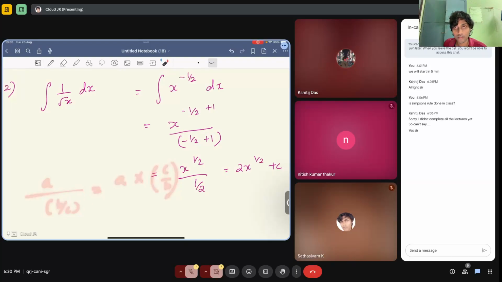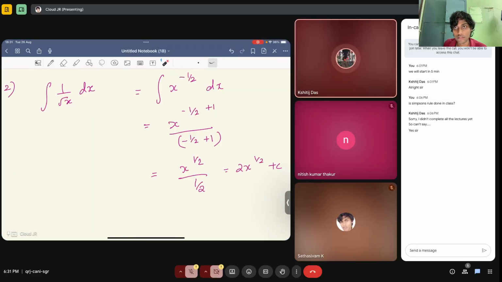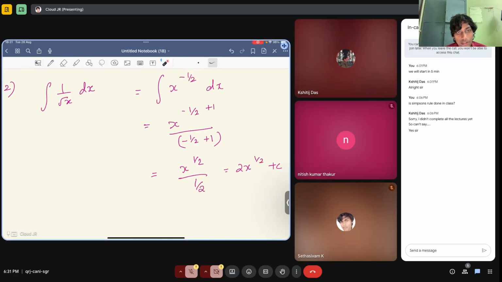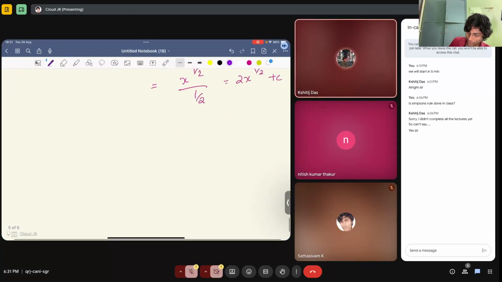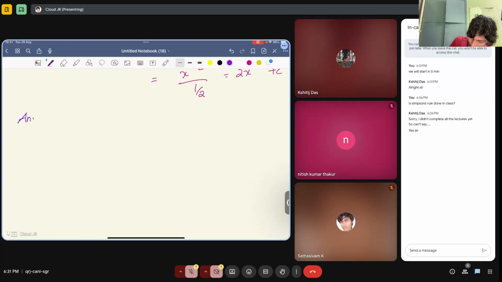Can we solve question number 2 by multiplying and dividing by 2 and using the antiderivative as well? Multiplying and dividing by 2. Yeah, sure. That is also true. I will write that as another method.